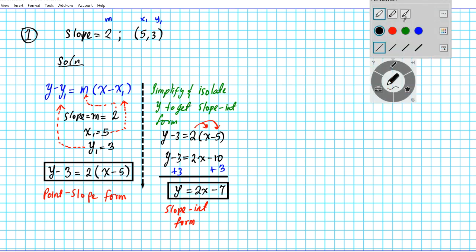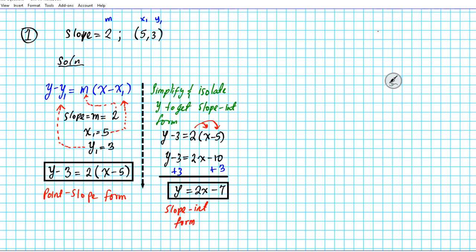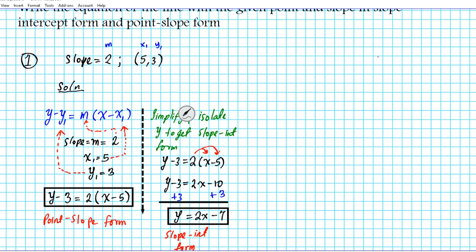Okay, alright, let's take a look at question number 2. Going to be following exactly the same procedure. For number 2, let's say we have the slope of 1/3, so it's a fractional slope this time, and the point that the line goes through is (3, 4).